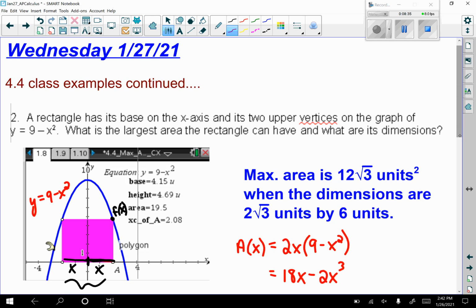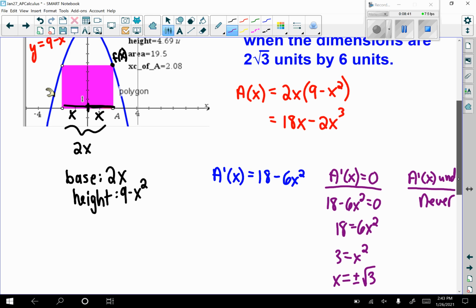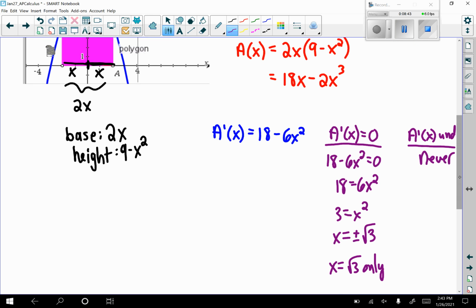So yesterday in class we came up with the area function here. We wanted to take the derivative, and then we wanted to set that derivative equal to 0 and see what x values caused it to equal 0, and undefined as well, this would be never. But here we're getting plus or minus radical 3, but because x is between 0 and 3, we just use the positive radical 3 only.